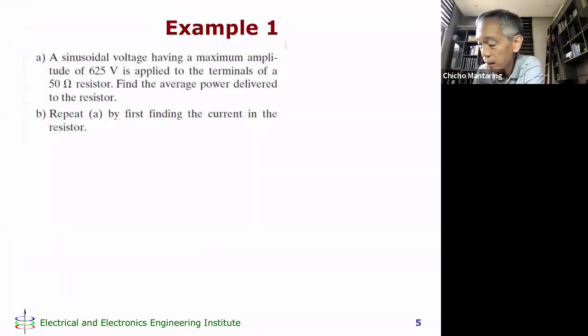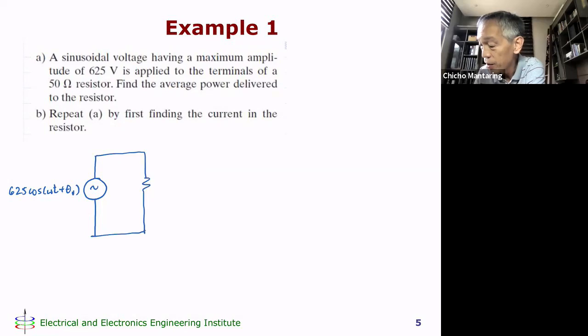So I have a voltage source, and this is 625 cosine omega t plus an angle theta of V. And this is applied to my resistor, which is 50 ohms. So the question is, find the average power delivered to the resistor. What is the average power delivered to the resistor?